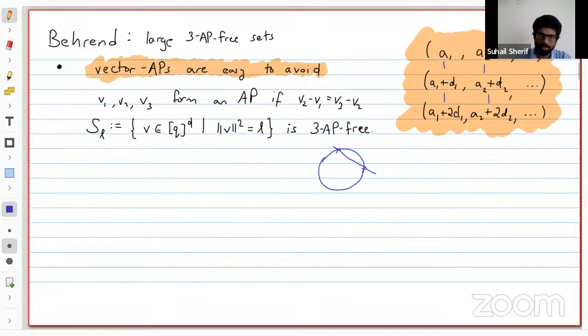Another way to think of this is that this quantity v squared is in some sense a quadratic polynomial. It's a quadratic expression, and saying that there are 3 vectors in a line which all have the same length is like saying there's a quadratic polynomial which takes the same value at 3 different points and is non-constant. So that's another way of seeing that it's impossible. But yeah. So what does this mean for us?